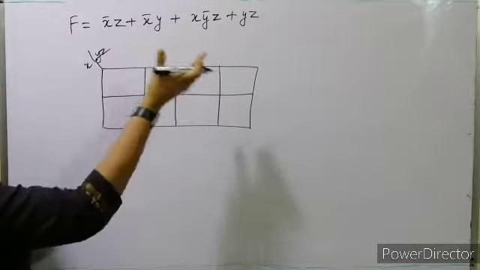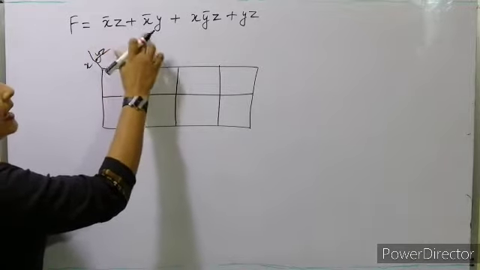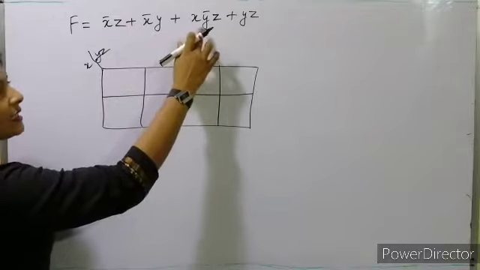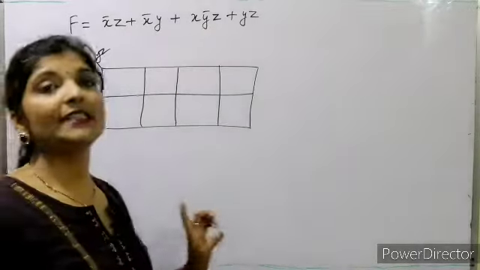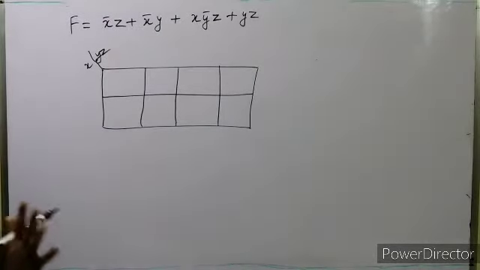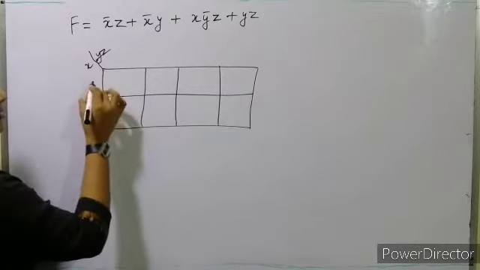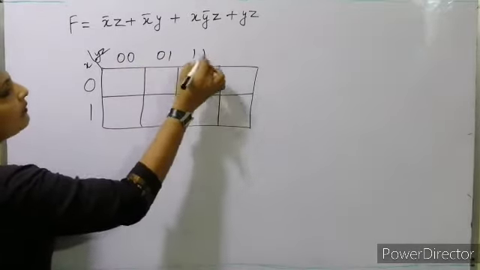If the expression is given, a function is given like this, so we can see x z, x y, x bar z, x bar y, x y bar z and y z. So x, y, z, only 3 variables are there. So we have to take 8 boxes. 8 boxes के लिए we'll take, see, x and y z will write here. So 0 1, 0 0, 0 1, 1 1, 1 0.